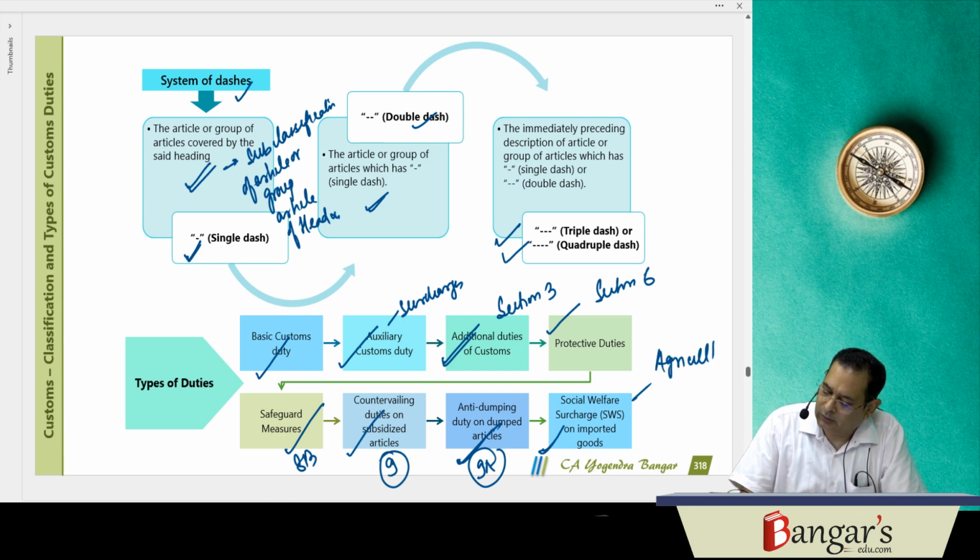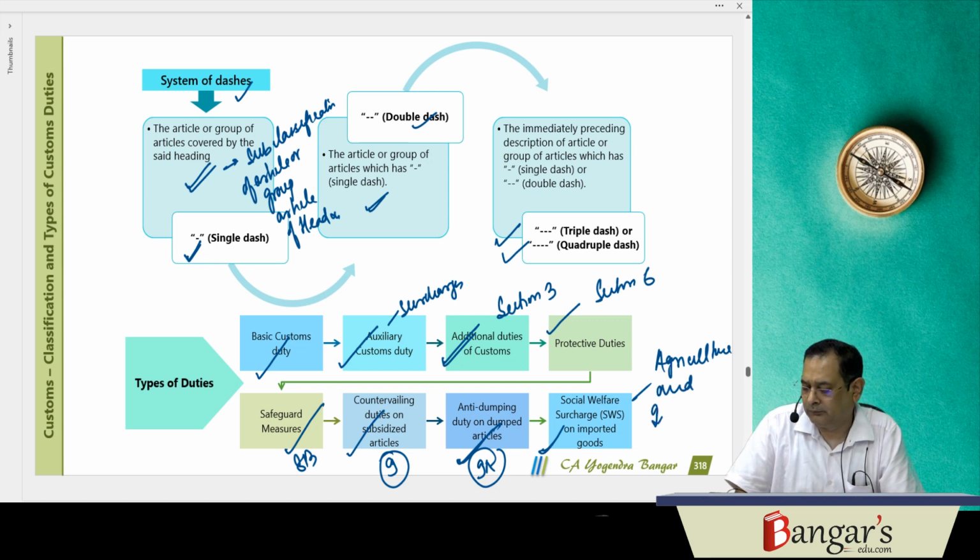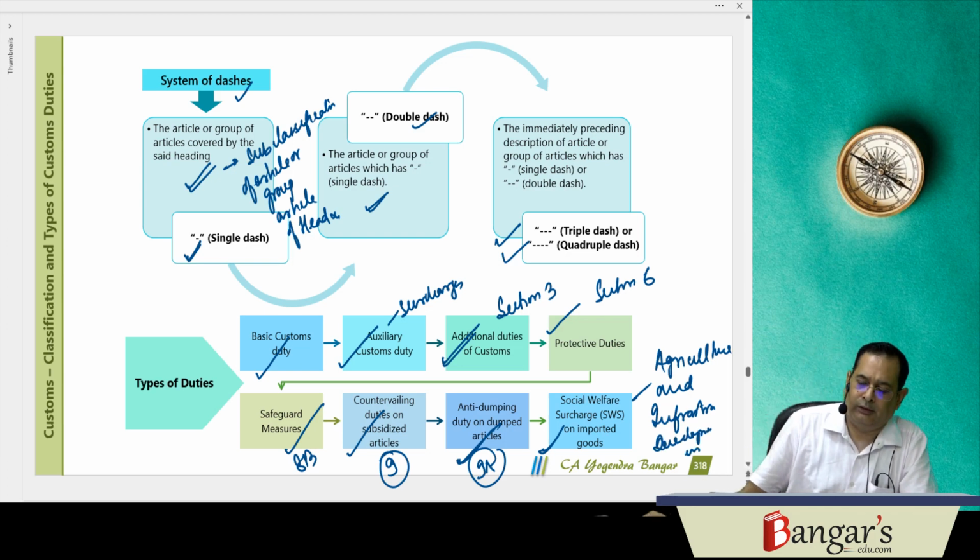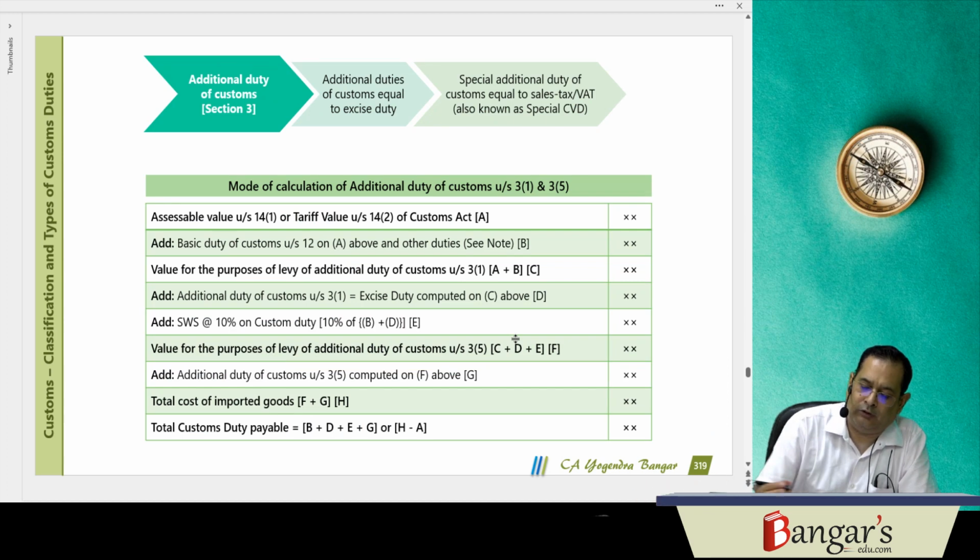Agriculture and infrastructure development cess is levied. Now section 3 is basically additional duty of customs.